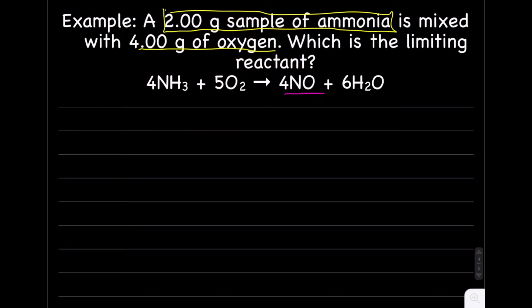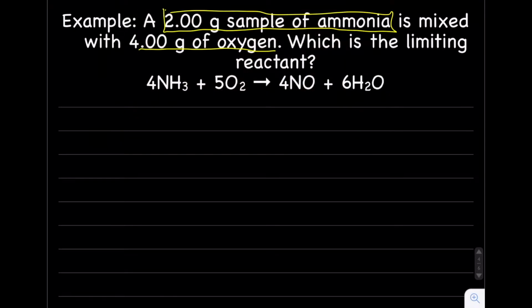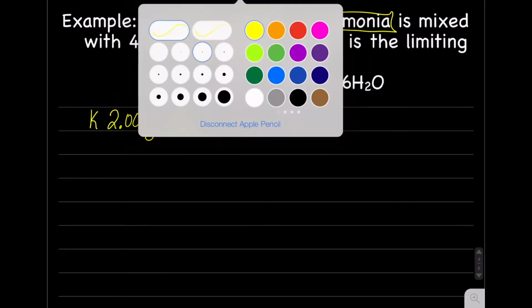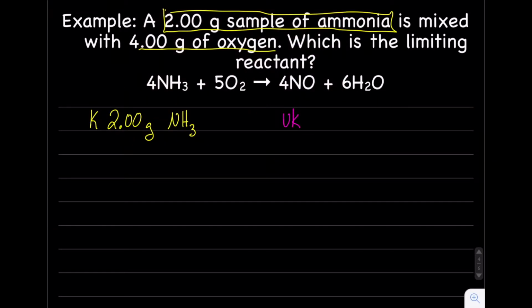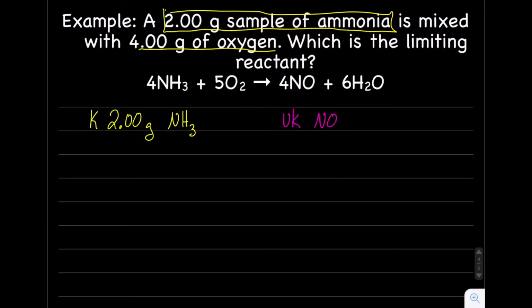We could use NO or H2O. I'm going to go ahead and pick NO because it's the first one. Okay, so for my first known, I'll put my known here, we'll make it ammonia. So we have a 2.00 gram sample of ammonia. And my unknown is going to be NO. And again, I could have picked water if I wanted to. All right, so we've identified our known and our unknown for our first problem.